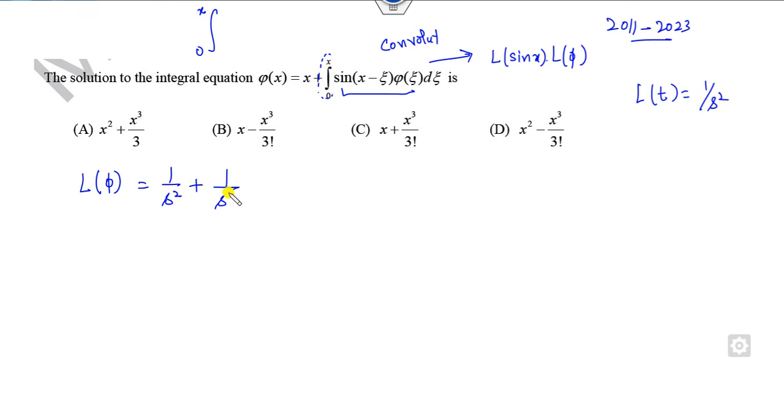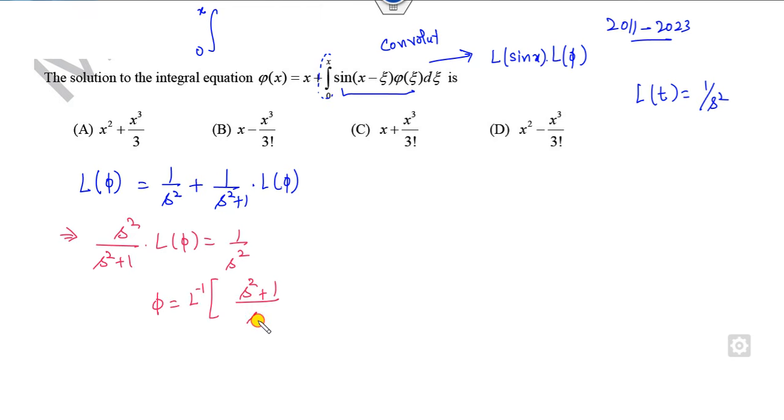Laplace of sine is 1 over s square plus 1. Laplace of phi: I can take the Laplace of phi and the Laplace of phi here. I can take the LCM. It will be s square over s square plus 1 of phi. Now can you find the value of phi from here? It is L inverse of s square plus 1 over s to the power 4. So I can write this as L inverse of 1 by s square plus L inverse of 1 by s to the power 4. Now you can see in between it's a plus, so this option is cancelled, this option is cancelled.